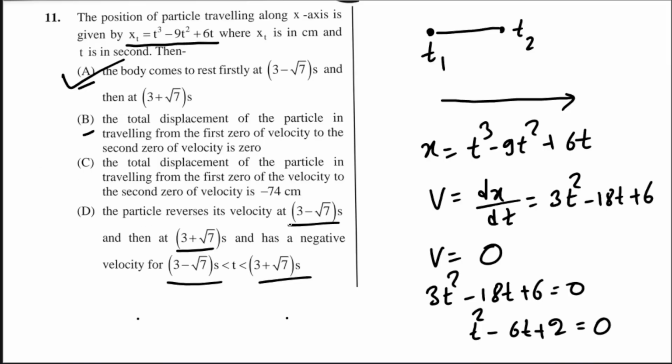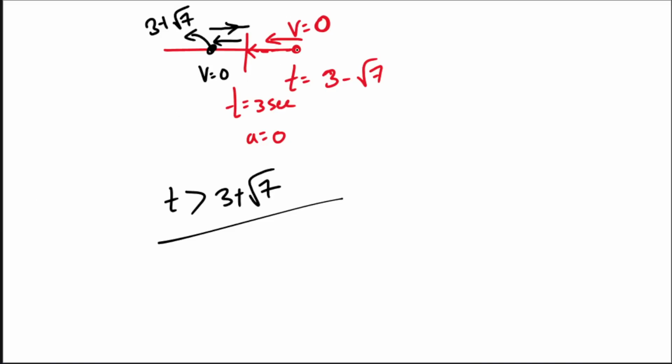The particle reverses its velocity at this time, yes, and then at this time, yes, and has a negative velocity for this time interval. Is it true? So I said here the velocity became 0, and since acceleration was in this direction, the body will accelerate in this sense. So yes, velocity is negative because initially we took velocity in this direction, 6 meter per second, right? So that direction we took as positive.